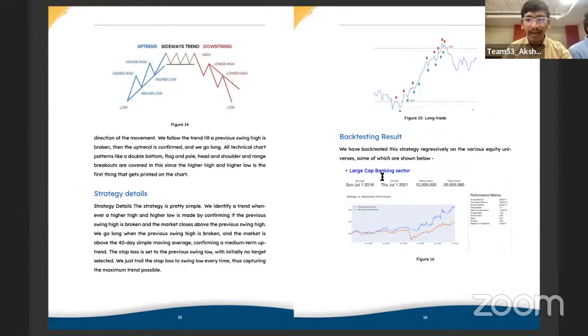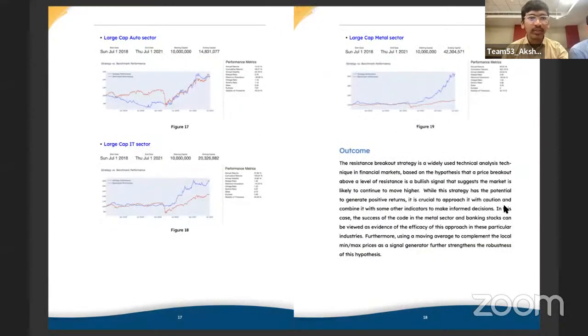So basically, if you see the backtested results, in the large cap banking sector you can see returns of 109%. In the auto sector, you can see returns of 48%. Then in the IT sector, returns of 103%. Then in the metal sector, returns of 323% over a period of 3 years. Now, these results confirm that you can easily outperform the benchmark by just following the basic, simple trend following thing that everyone says, which is the creation of higher highs and higher lows.